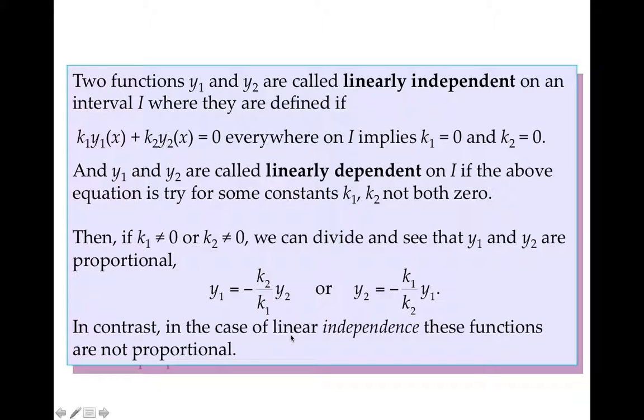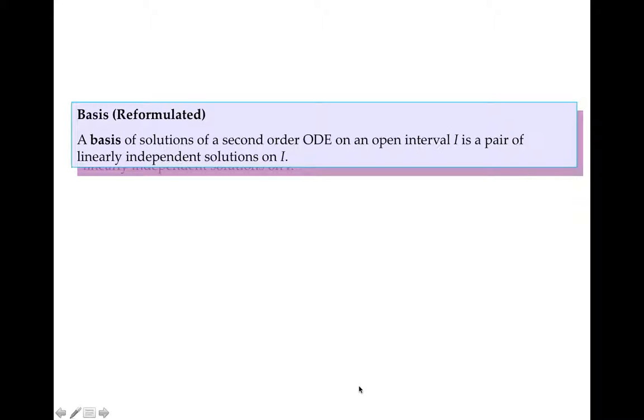If you have linear independence, these functions are not proportional. So linearly independent functions might be something like the cosine of x and the cosine of 2x. Those would be functions where you could not get one from the other by multiplication of a constant. So once again, to just reformulate the definition of a solution basis, a basis of solutions on a second order ordinary differential equation on an open interval I is a pair of linearly independent solutions on I.